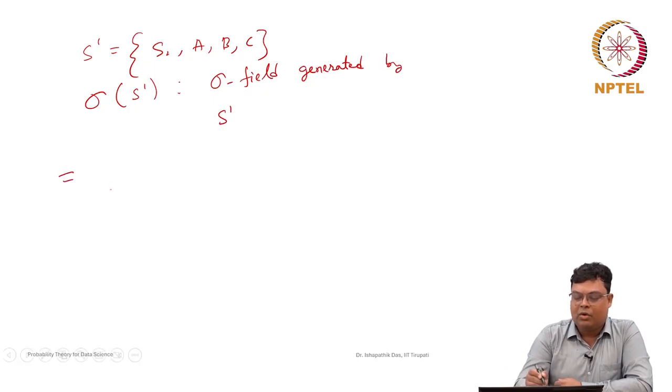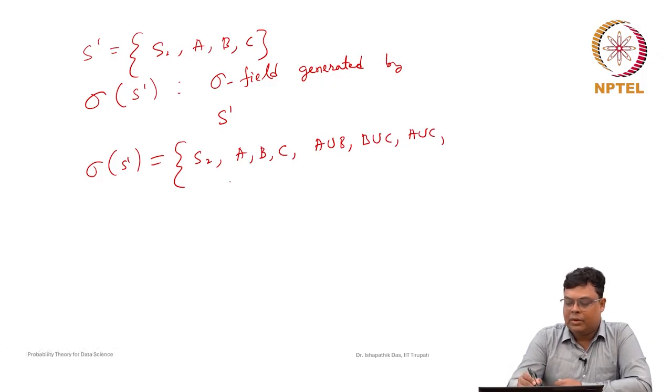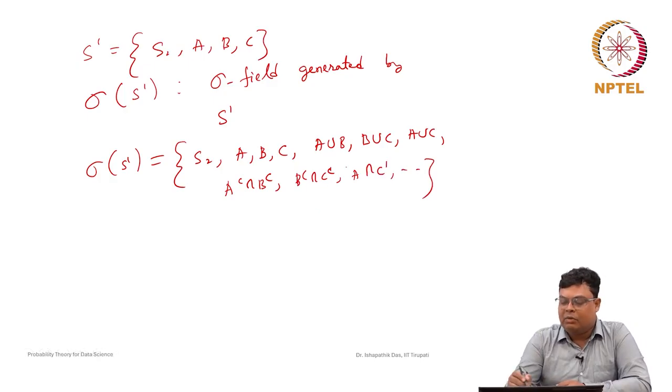So, what is that? You include many more other sets, those that are required. So, what will be the sigma of S dash? Now, S2, A, B, C, their unions B union C, A union C, and their complements also, that means A complement intersection B complement, because by de Morgan's law the complement of A union B is A complement intersection B complement, and similarly A complement intersection C complement, like this. You include many more sets, and then if you take the union also, A union B union C is nothing but S2. So, you will see that after that it will be a sigma field. This is called the sigma field generated by set S.